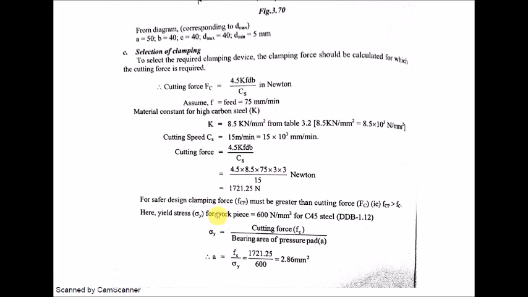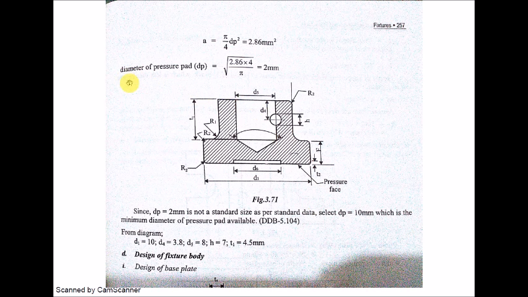See, this portion, I repeat, can be skipped if the marks awarded for the question are 8 marks or 10 marks. If it is for 20 marks or more, then you have to go for this calculation. The reason we found it is because we have to find the diameter of the pressure pad. The diameter of the pressure pad was found to be around 2 mm, which is very small. Since DP equal to 2 mm is not a standard size as per the design data book, we go for 10 mm dia.